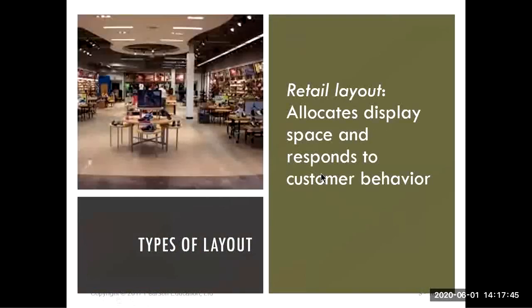Next, retail layout. So retailers would like to allocate or display the space for their products, and they respond based on their customer behavior. Different retail may need a different layout. They would like to expose as much of the product as they can to the customer. Some retail layouts, for example in a convenience store, cannot be arranged like this. So the allocation in the retail layout is based on customer behavior.